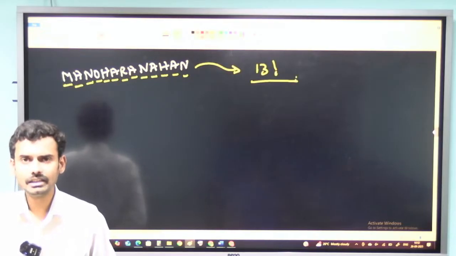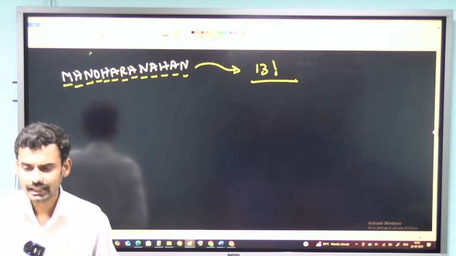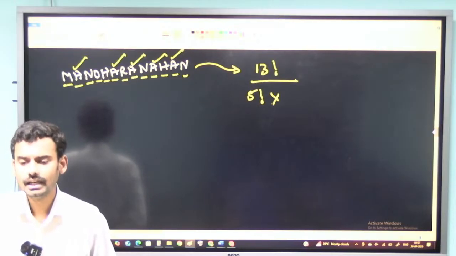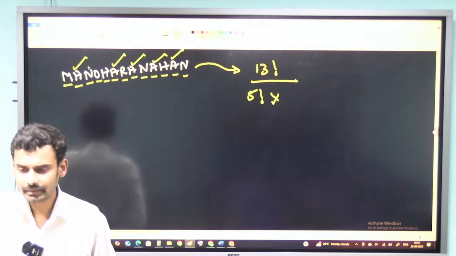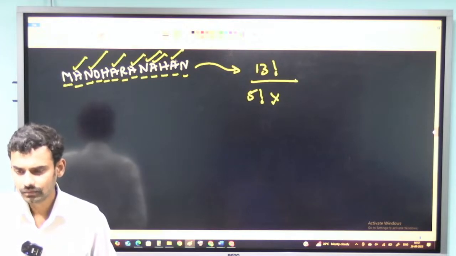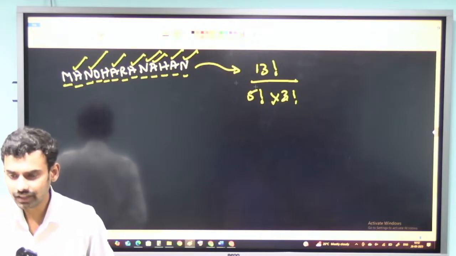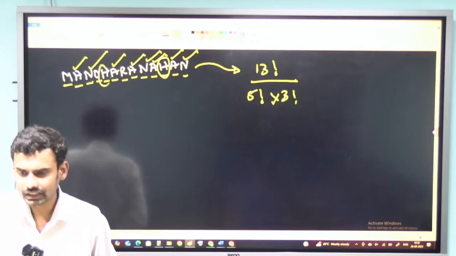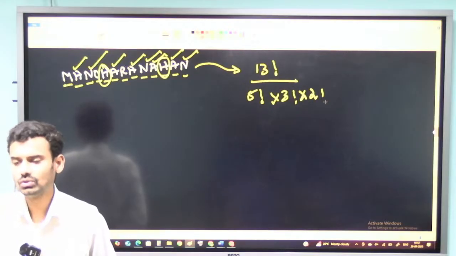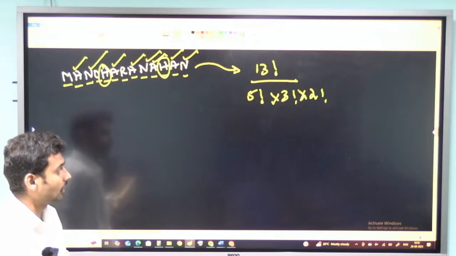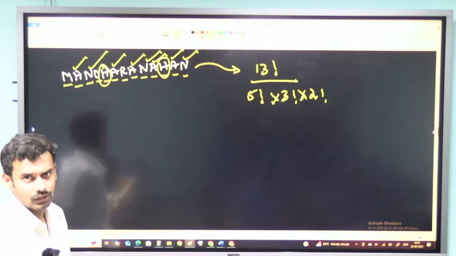Now I need to divide it by how many times the repetition is there. A is repeated 1, 2, 3, 4, 5 times. So I need to divide the answer by 5 factorial. Again, N is repeated 1 time, 2 times, 3 times. So you need to again divide the answer by 3 factorial. And H is repeated twice. So I need to again divide the answer by 2 factorial. So the final answer will be 13 factorial divided by 5 factorial divided by 3 factorial divided by 2 factorial. Hope this is clear to everyone.